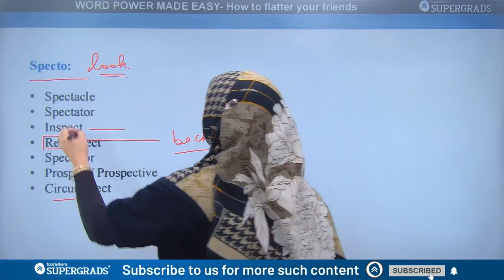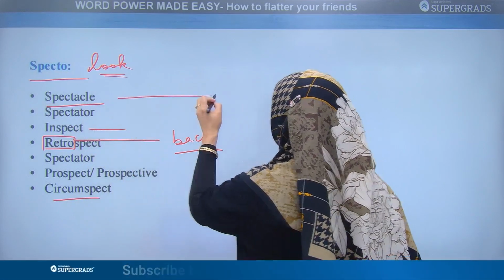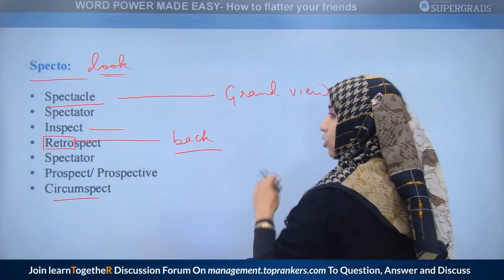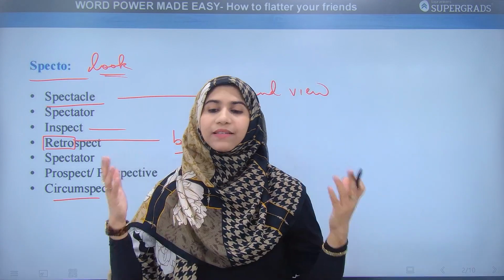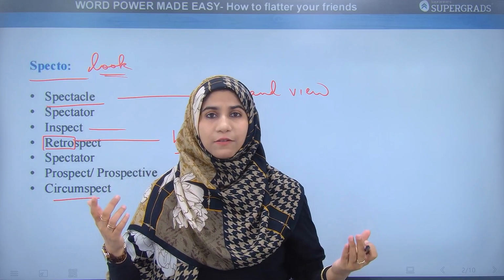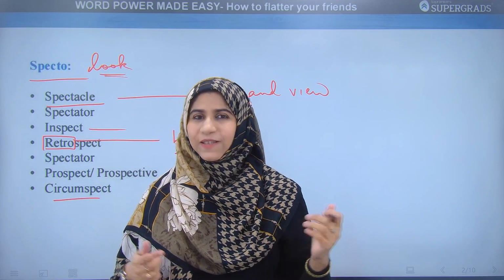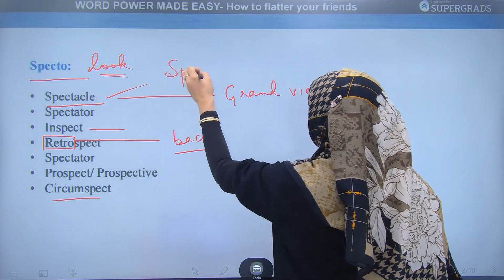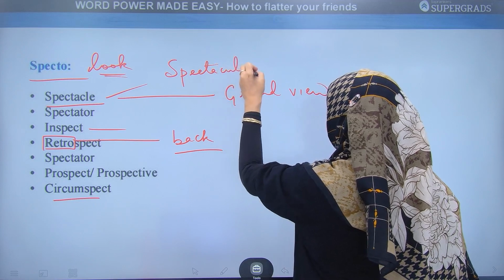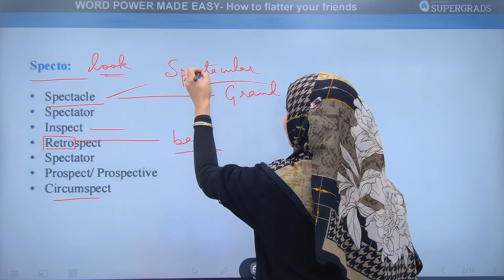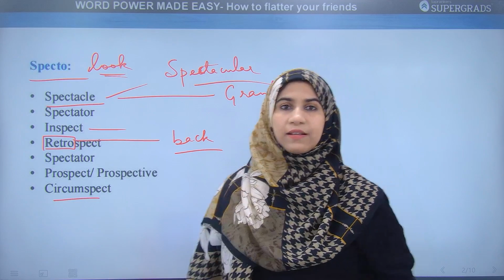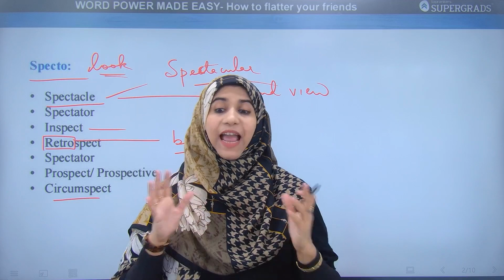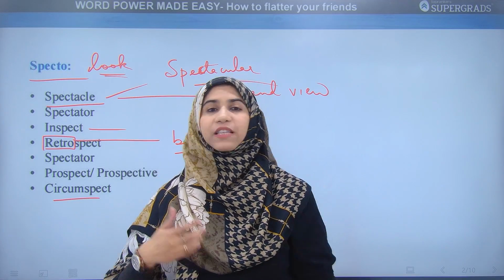That's retrospect. Now spectacle. Your spectacle is a grand view, something that you must look at, right? The grand spectacle of Republic Day parade. What a spectacle it is. And from this comes our word spectacular. So when we say something is spectacular, it is amazing. It is worth watching. It's a view to behold, right? Spectacular achievement, spectacular performance, spectacular journey.